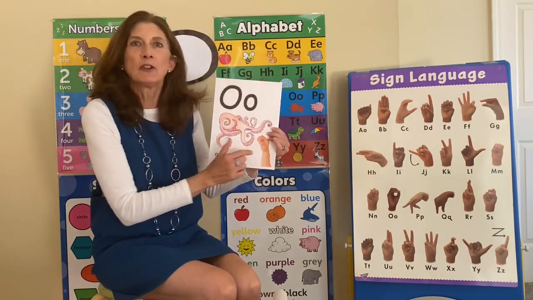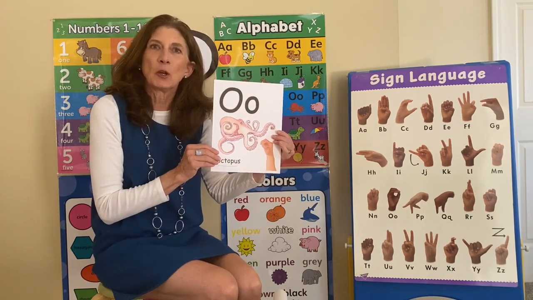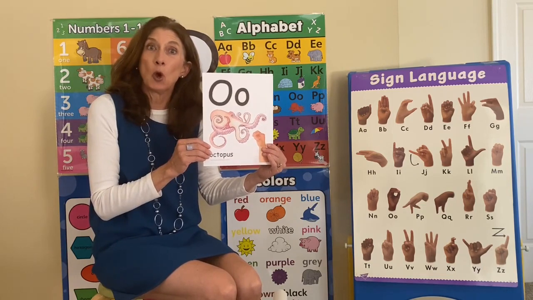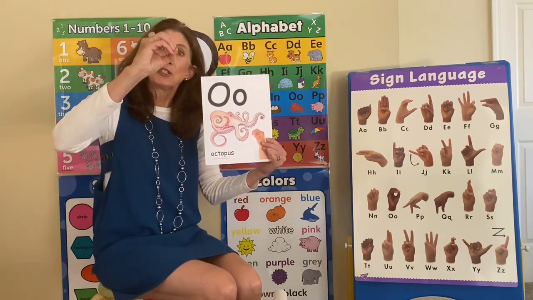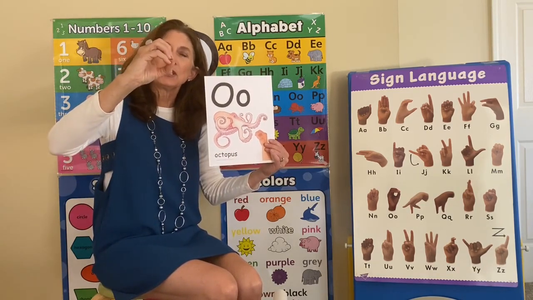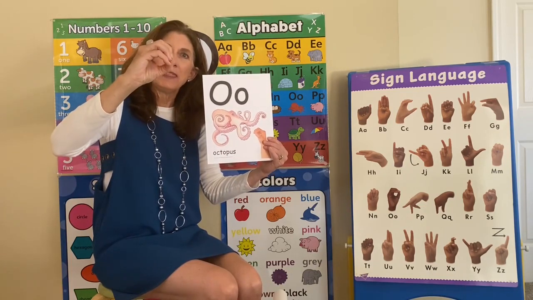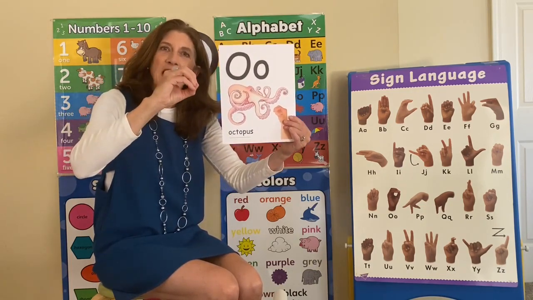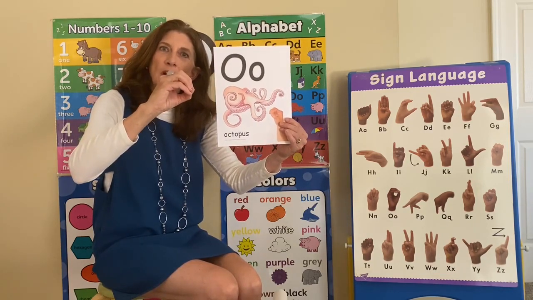And every letter, remember, has a sign language that goes with it. And O is pretty easy because you just make the letter O with your hand. You make a circle. You bend your fingers and you bend your thumb up to meet them. And that makes the letter O. And that is a sign language for the letter O.